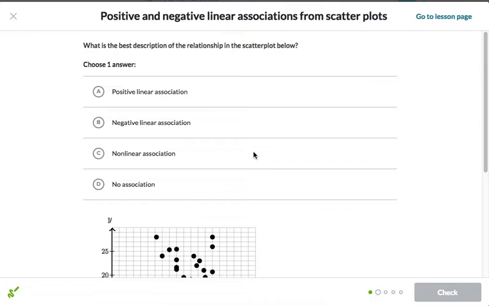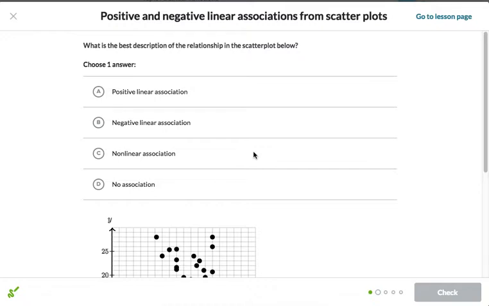And what we also know about the linear associations is that if that straight line is increasing from left to right, that's a positive slope. It has a positive slope, and therefore it has a positive linear association. A negative linear association would have a negative slope on that line. The one extra one here you see is no association. Well, that's where there's no obvious pattern at all to the data.